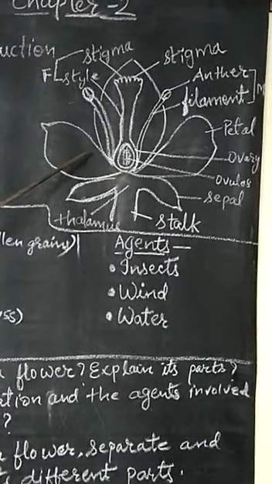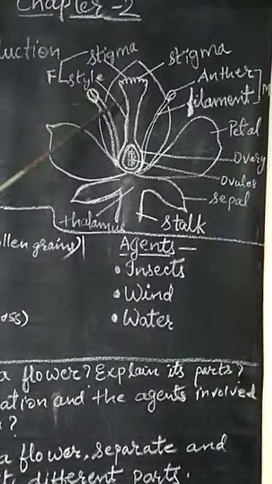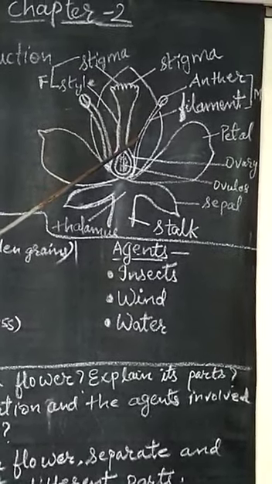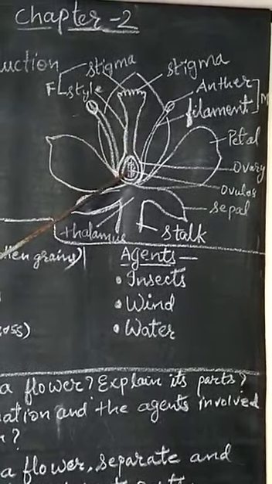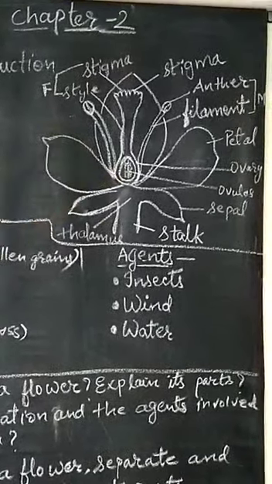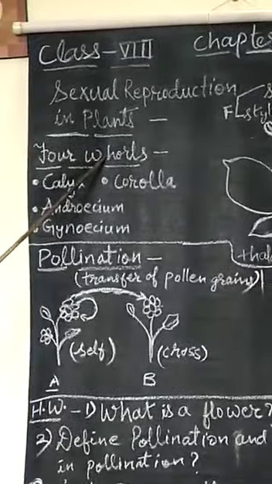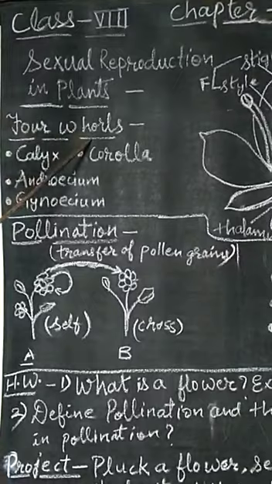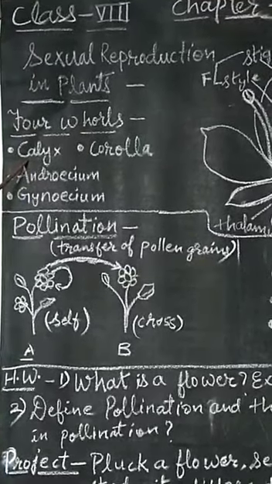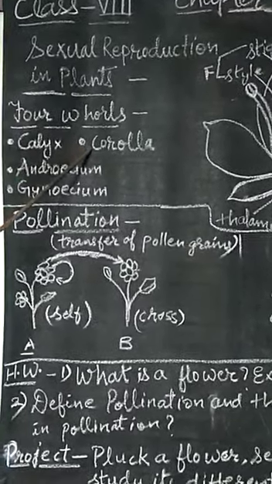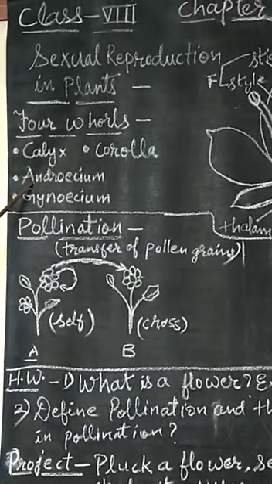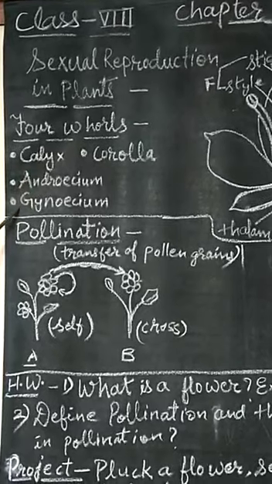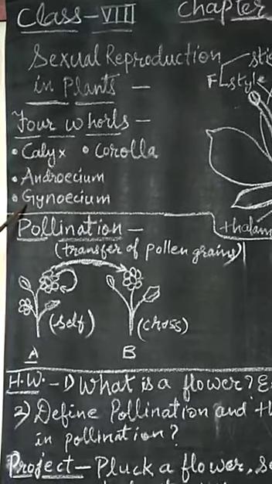Flower has both female part as well as male part for the sexual reproduction. Every flower has 4 whorls, or you can say it has 4 parts. First one, calyx. Second, corolla. Third one, androecium, that is the male part. Fourth is the gynoecium, that is the female part of flower.